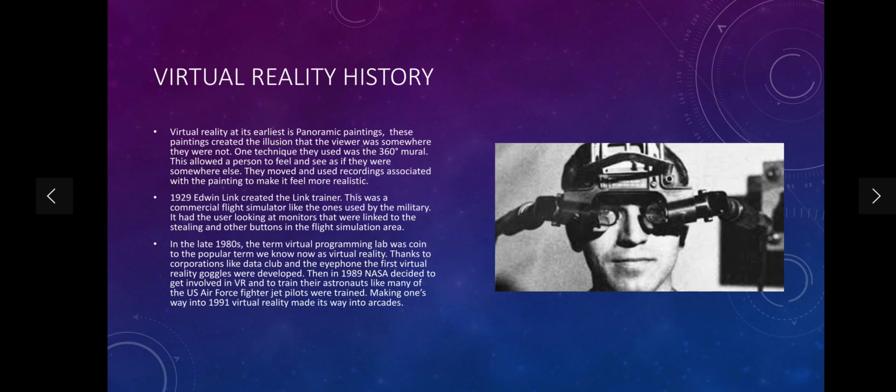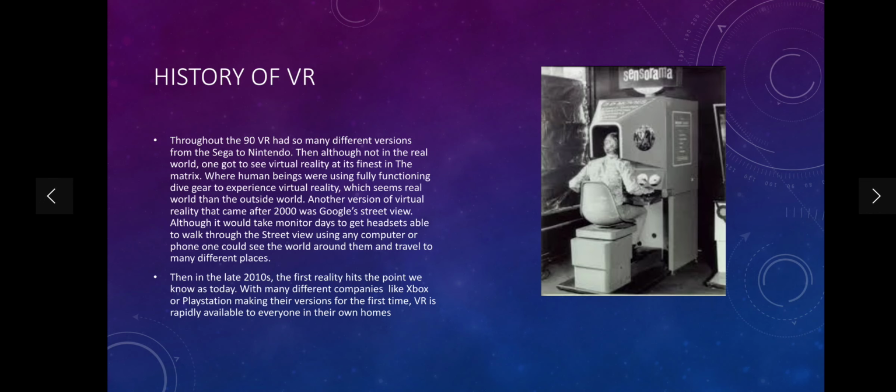Then, in 1991, virtual reality made its way into arcades, being the first time virtual reality was made public to everyone. And if we take a step back to the 90s, VR had many different versions, made by different companies like Sega and Nintendo.